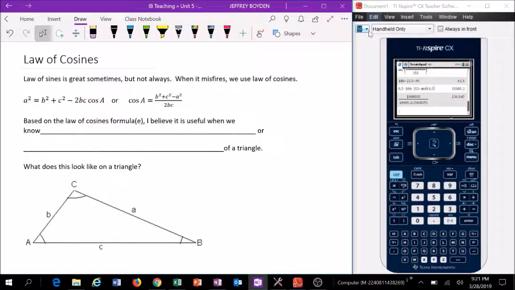It's similar in many ways to the law of sines from the previous video. The formula is different, but in terms of what it's useful for, it's the exact same thing. We're going to be finding missing angles and sides of triangles which are not right triangles, okay?